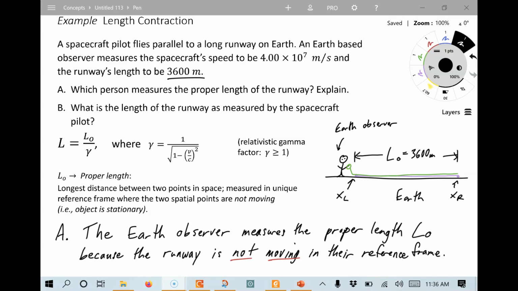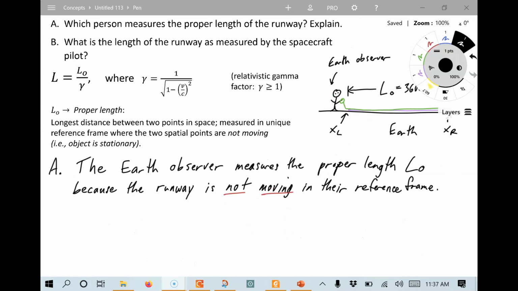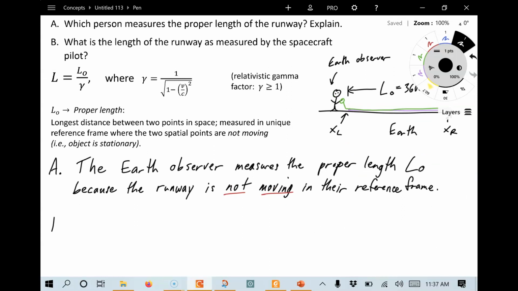For part B, what is the length of the runway as measured by the spacecraft pilot? That's going to be the contracted length L, so L is equal to L0 divided by gamma. We know what L0 is. Let's calculate the gamma factor, which is 1 divided by the square root of 1 minus v squared divided by c squared.